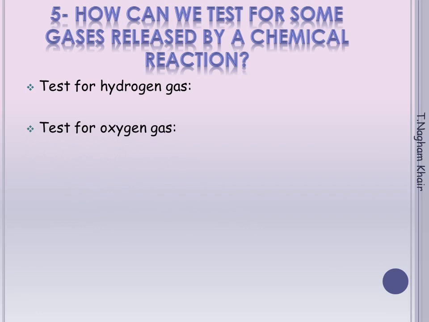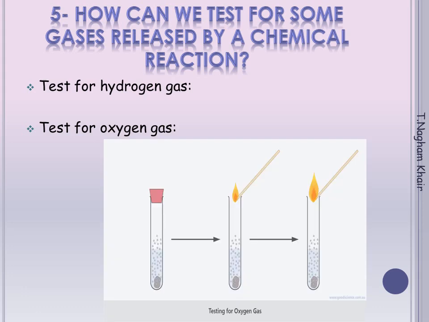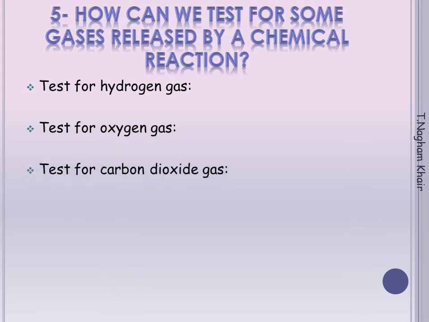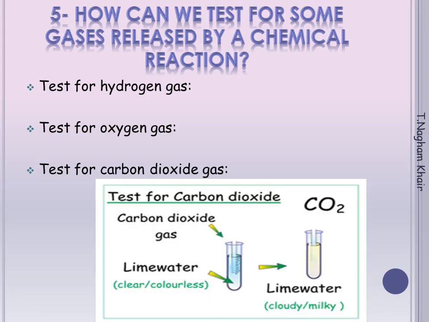However, what about oxygen gas? How can I know that oxygen is being released by a chemical reaction? Also, we will approach a glowing wooden splint, but this glowing splint will glow more with oxygen, because oxygen burns the flame more. Finally, test for carbon dioxide gas. How can I know that the gas is carbon dioxide? We already know this experiment from grade 5. Carbon dioxide turns clear lime water into a milky color, or cloudy.